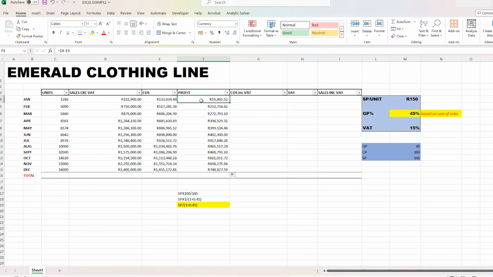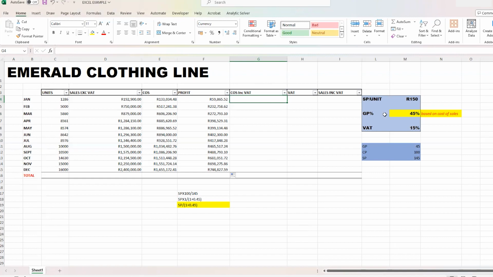This is relative copying. As you can see, it will be changing as we go. If you check here, we have D4, E4, and then D5, E5, D6, E6, and then D7, E7, D8, E8, just a change like that. This is relative copying, or relative reference. All right, so at this point in time, things were just easy. I'm just flowing, right? Then we get to cost of sales, including VAT.